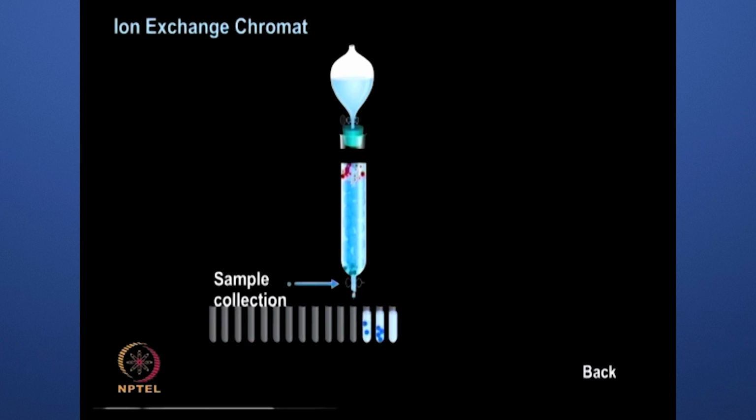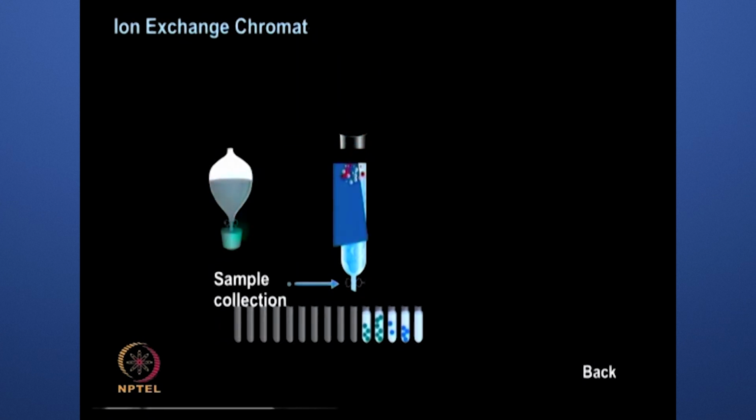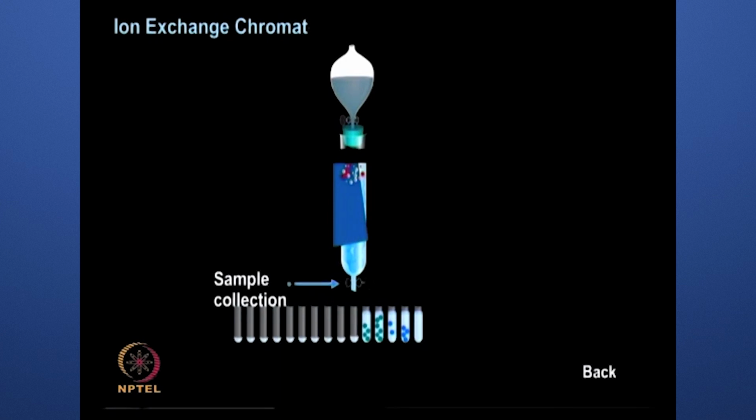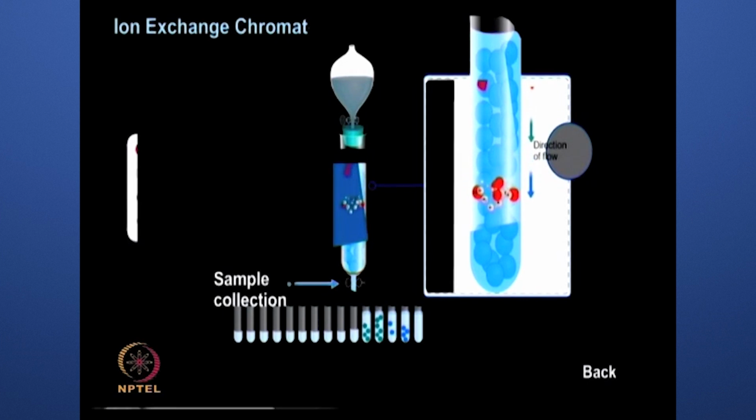The fractions of appropriate size must be collected and analyzed for their protein contents. The negatively charged proteins, which get eluted first, will be present in the initial fractions, while the positively charged protein that bound to the column is eluted in later fractions.